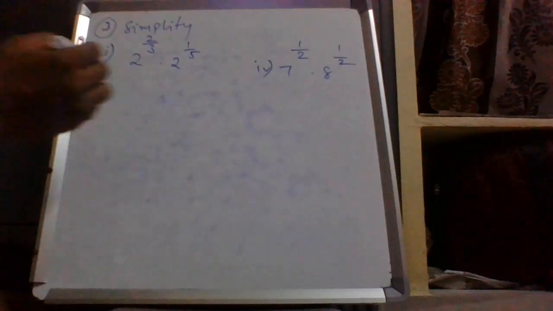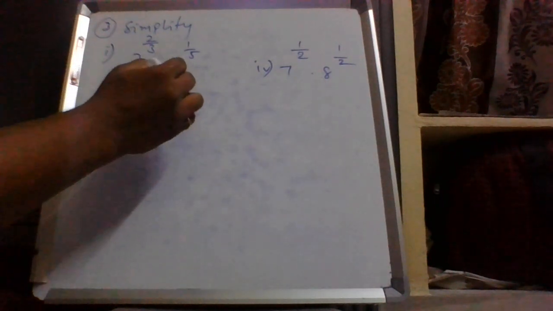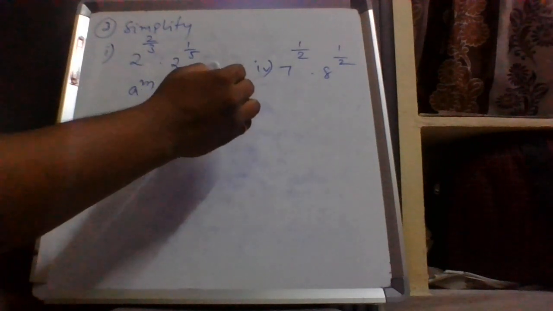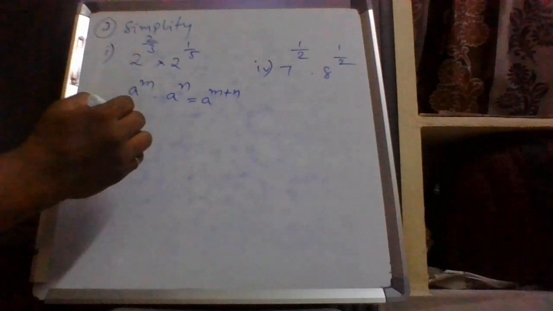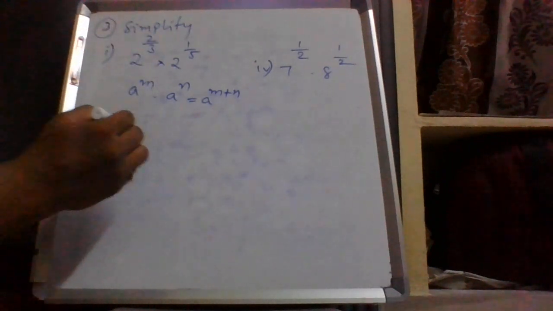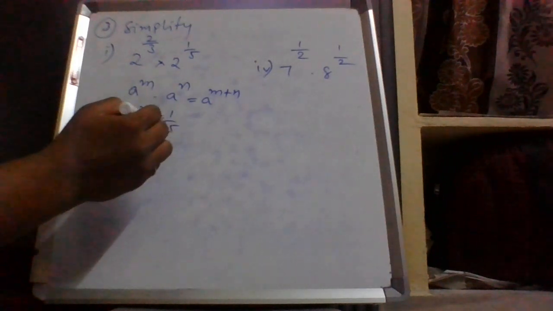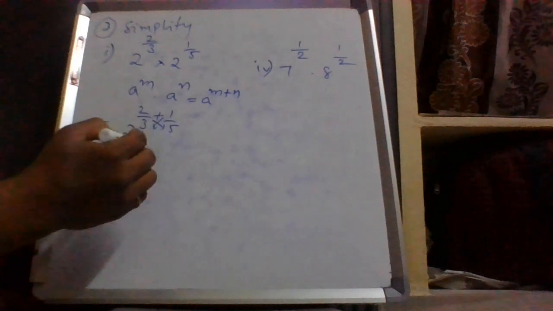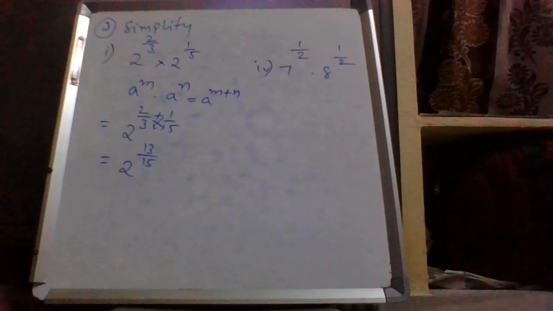So for these two, here what we have to do is the formula a power m into a power n. The formula is this one, so that a power m plus n. When the bases are the same and they are in multiplication, we should add the powers. So 2 power 2 by 3 plus 1 by 5, which gives the result 2 power 13 by 50. This much. Okay.